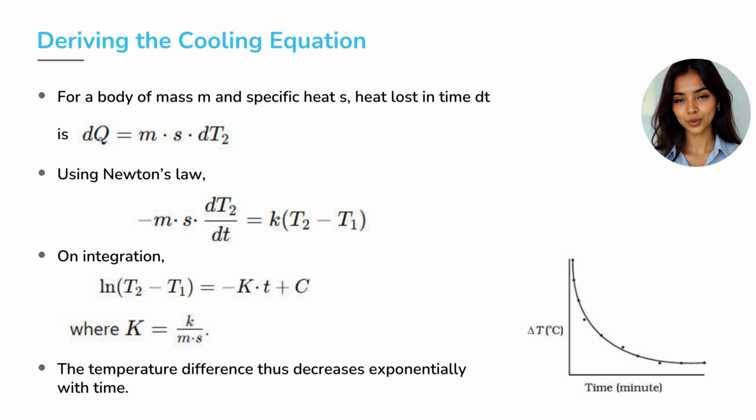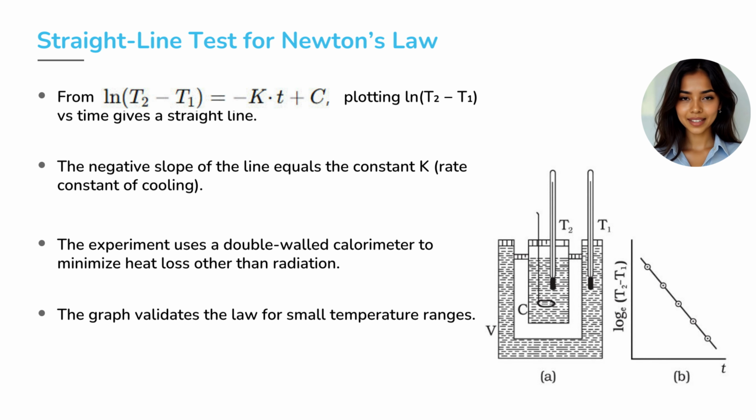As shown in the cooling curve, the steep part represents fast cooling, while the flat part near the end shows slow cooling. That's the exponential decay in action. So even your morning tea is secretly solving an exponential equation while it cools. Physics never rests. Now, how do scientists prove Newton's law of cooling in the lab?